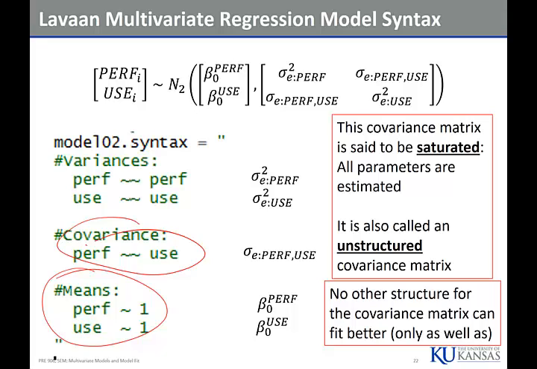The word saturated shows up a lot in the path analysis world. If you're in the mixed model world, we call this an unstructured covariance matrix, meaning we're just estimating everything. And if you want to go a step further, this is what MANOVA does, or multivariate regression itself.